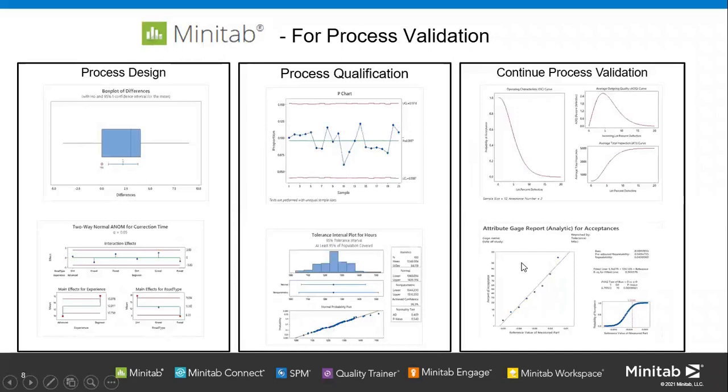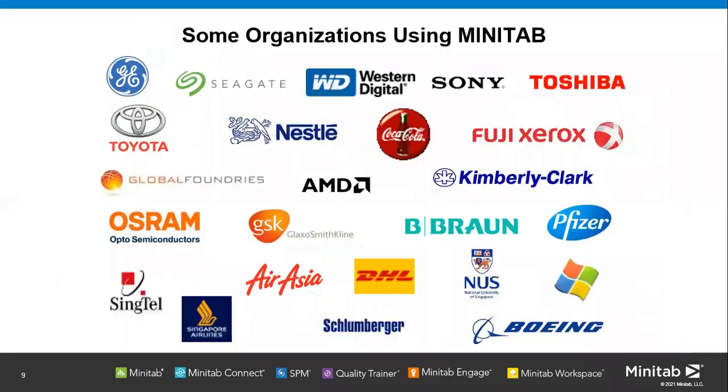If you are coming from process validation, we have process design, process qualification, and continued process verification. Almost all the statistical tools out there are available in Minitab Statistical Software. We currently have the new version 20.2. Some organizations are already using Minitab Statistical Software. For your information, Minitab is not only limited to the manufacturing side.